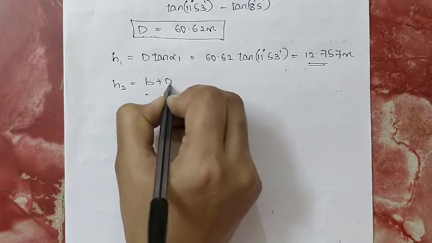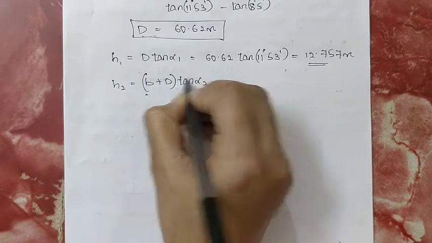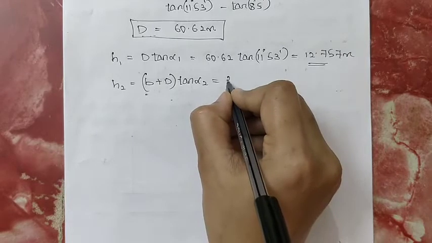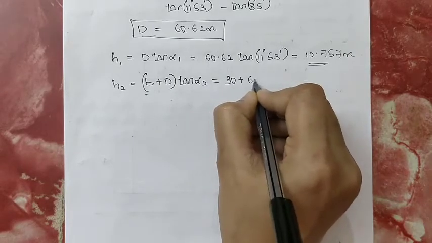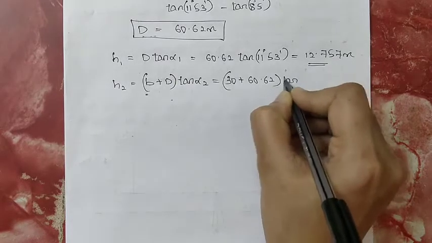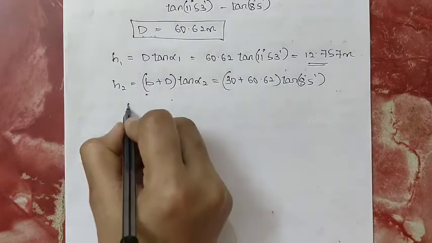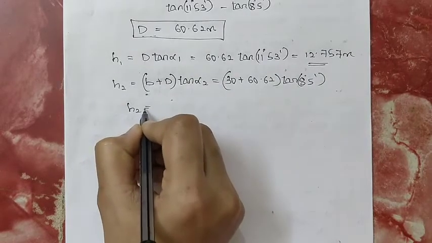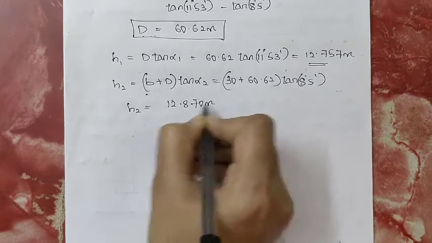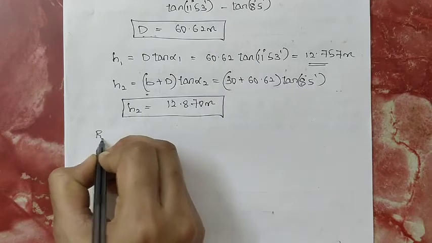B plus D into tan alpha 2, that will be equal to B value, 30, plus D value, 60.62, into tan of alpha 2, 8 degrees 5 minutes. Upon simplification, H2 value you will get as 12.870 meter. This is H2. Now you need to calculate RL of Q.